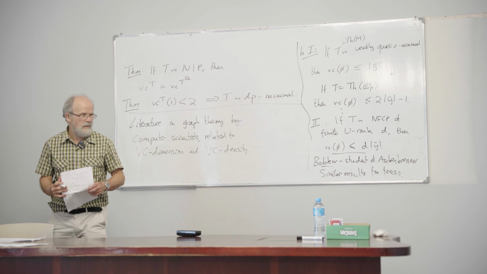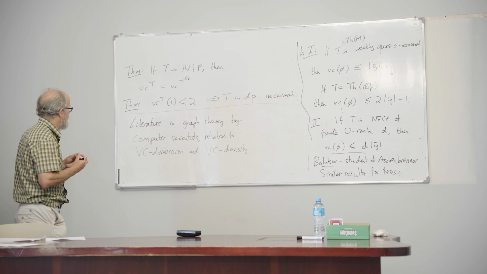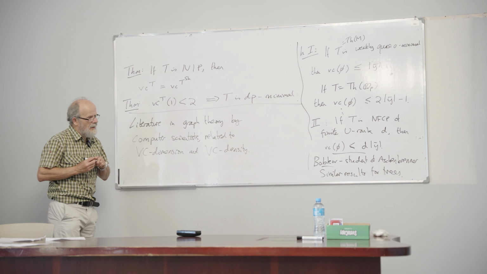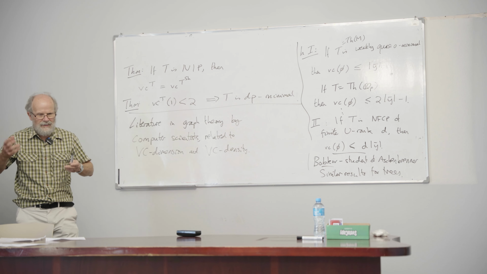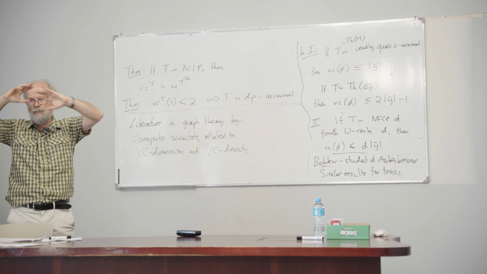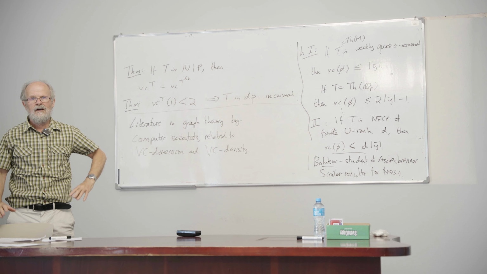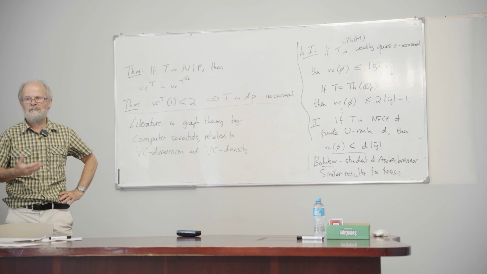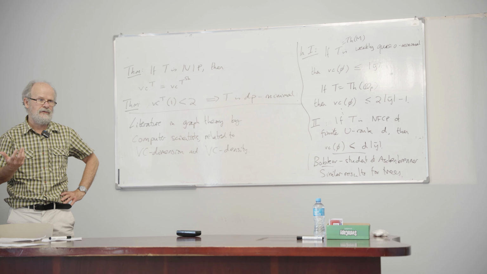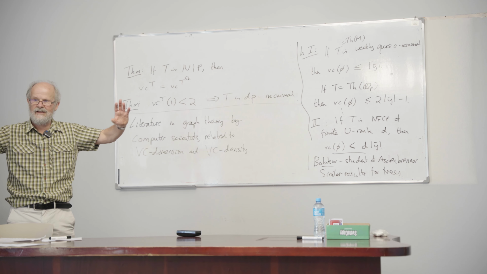So, I mean, these are computer scientists. They're interested in classes of graphs, maybe somewhat restricted classes of graphs, in which algorithms work well. In other words, there are polynomial time algorithms, maybe polynomial of low degree, things like that.